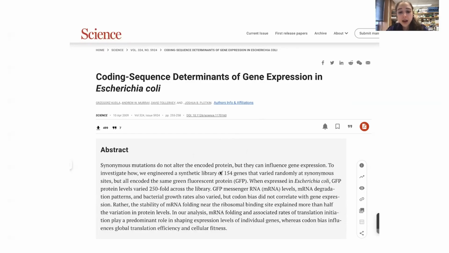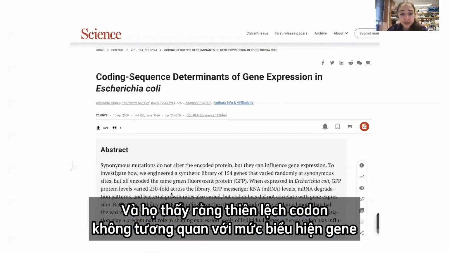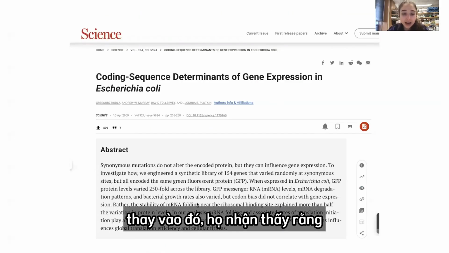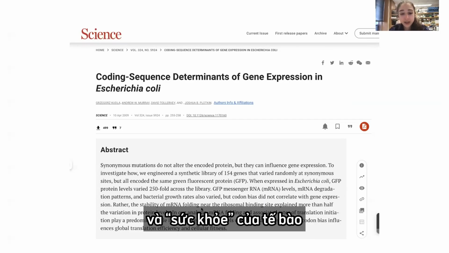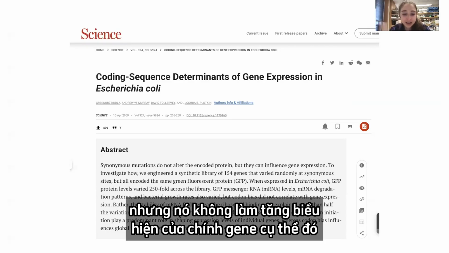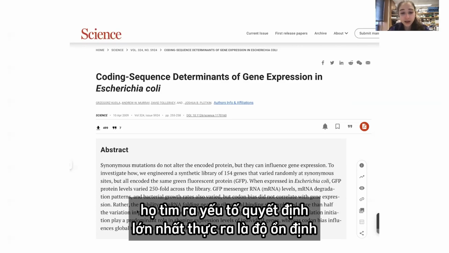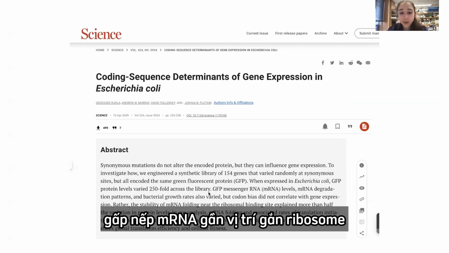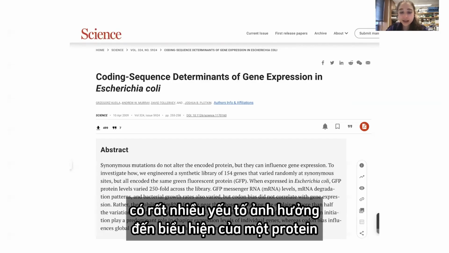And they found that codon bias did not correlate with gene expression, but instead codon bias influenced the global translation efficiency and cellular fitness, so it made the cells happier, but it didn't increase the expression of that specific gene. Instead, they found that the biggest determinant was the stability of the mRNA folding near the ribosome binding site, which can explain more than half the variation in protein levels. And so there's a lot of things that go into the expression of a protein.